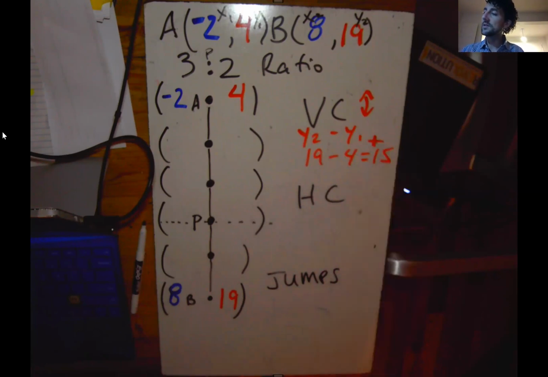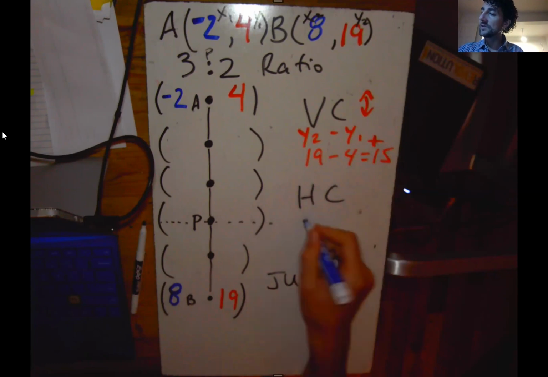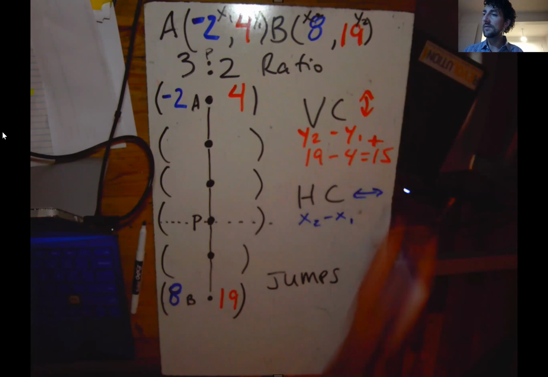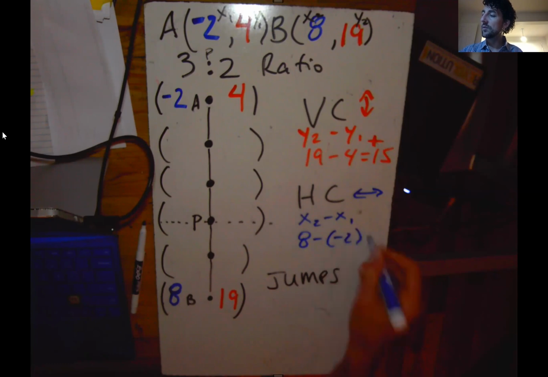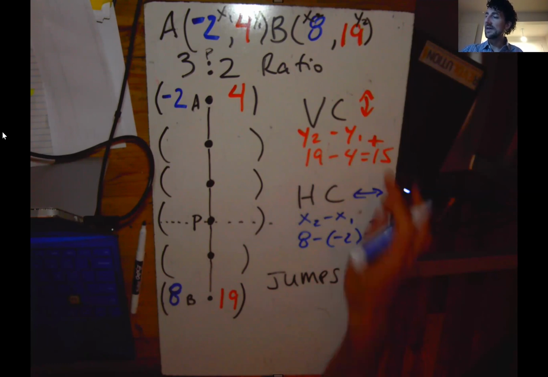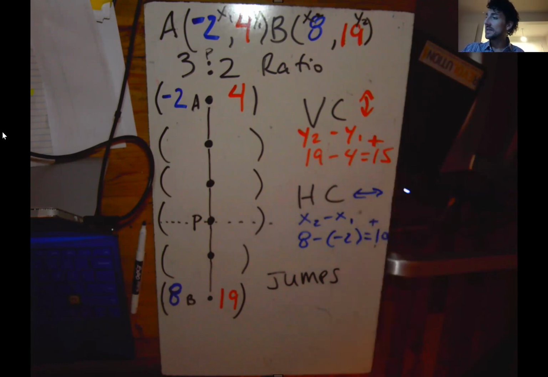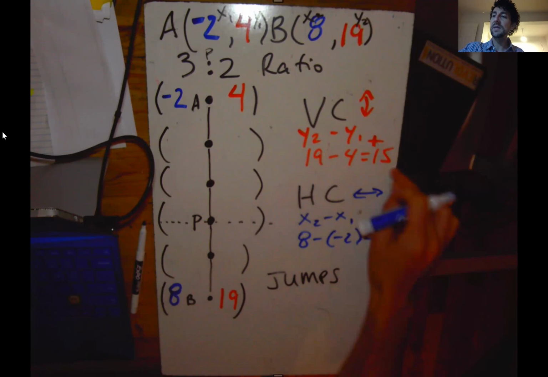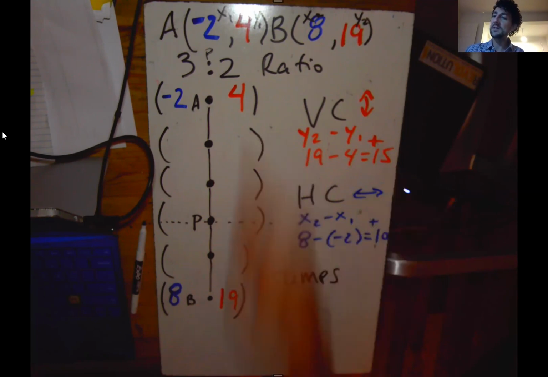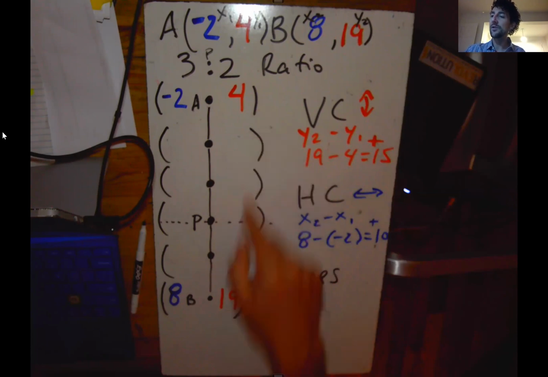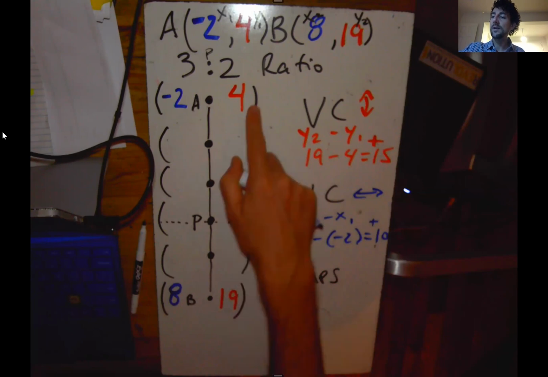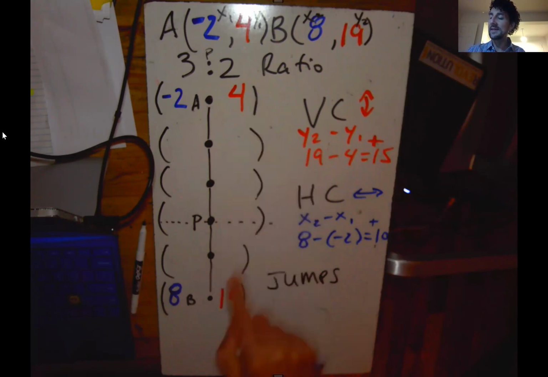My horizontal change, x2 minus x1, because I'm figuring out how far left or right. This is 8 minus -2 equals positive 10. So now I know positive 15 and positive 10. That means that my y values increase by 15 as I go along, which makes sense because from 4 to 19 is a change of 15. So I'm figuring out how I can jump the same amount each time so that I leave from 4 and then land on 19.